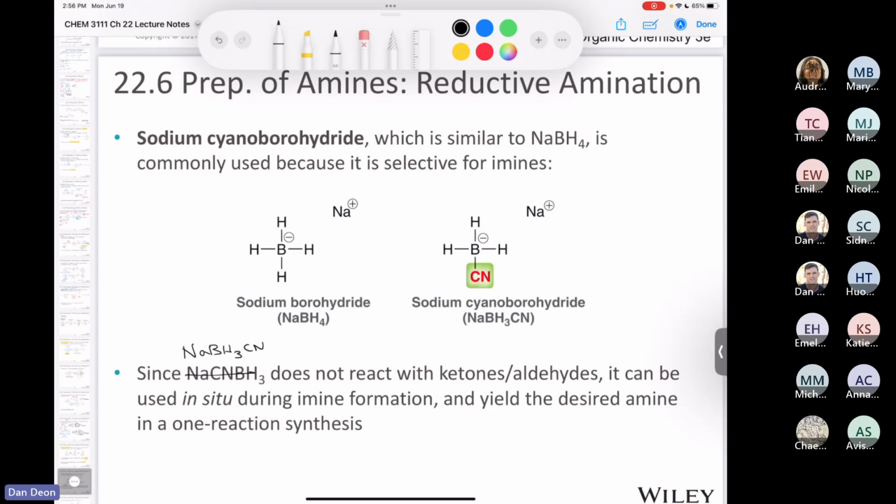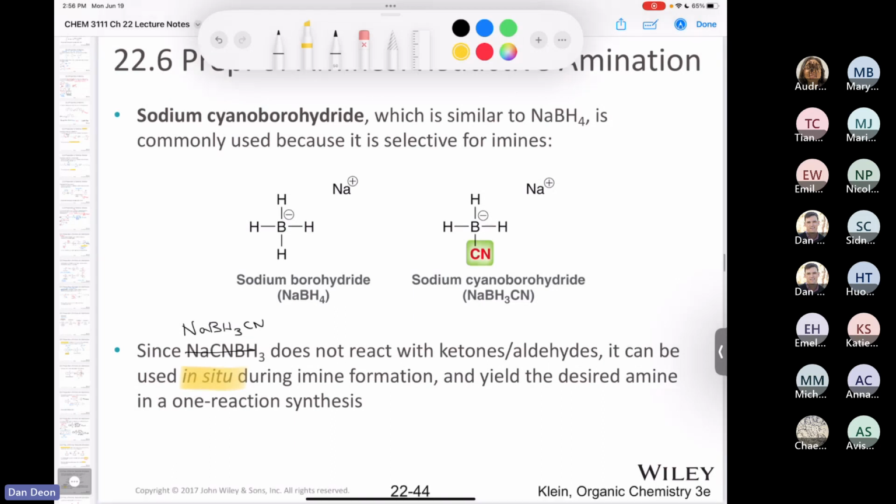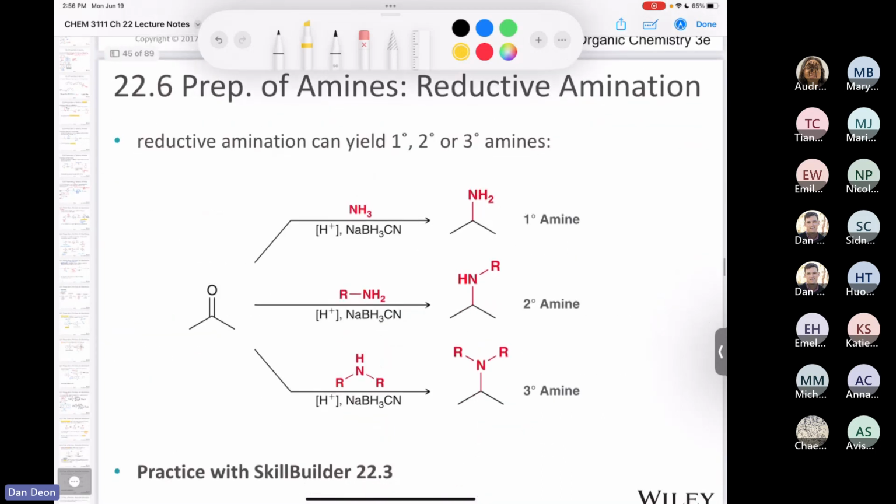And so what it enables us to do is, again, do our reaction in situ. We can put our amine, our acid, and our sodium cyanoborohydride all in the same reaction flask, and we can go directly from a ketone to an amine. So it's not magic, but what happens is that you make the imine in situ from ammonia and the catalytic amount of acid, and then the sodium cyanoborohydride does the reduction in the second step.